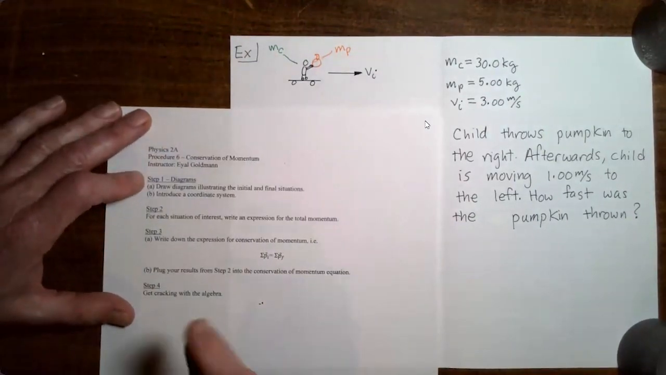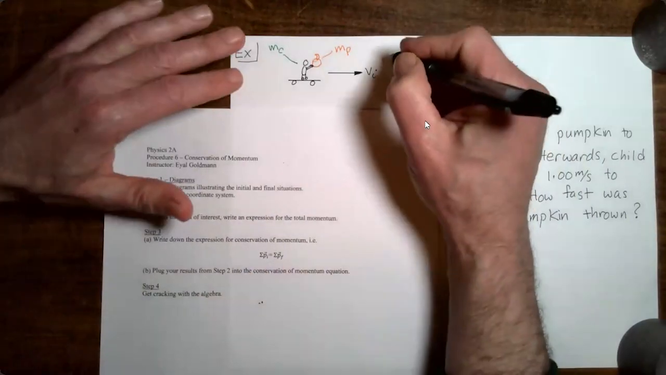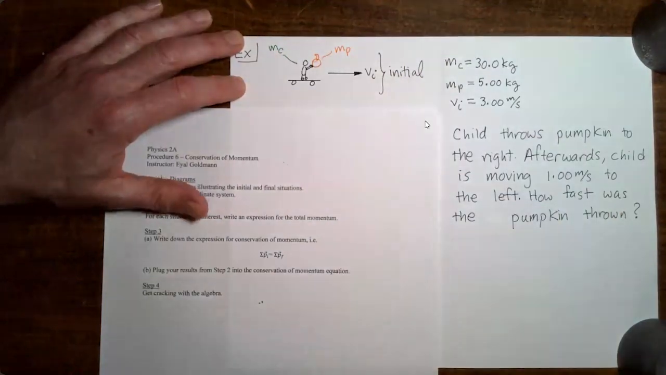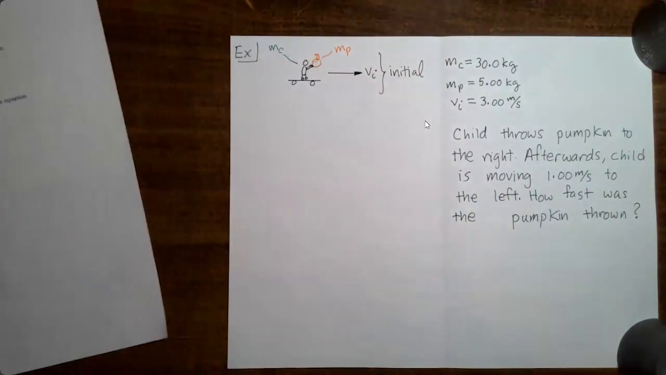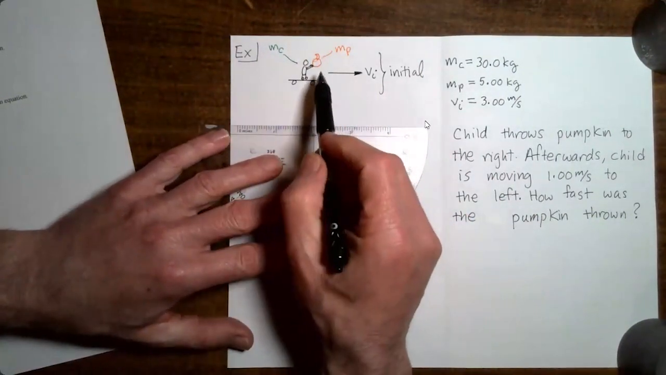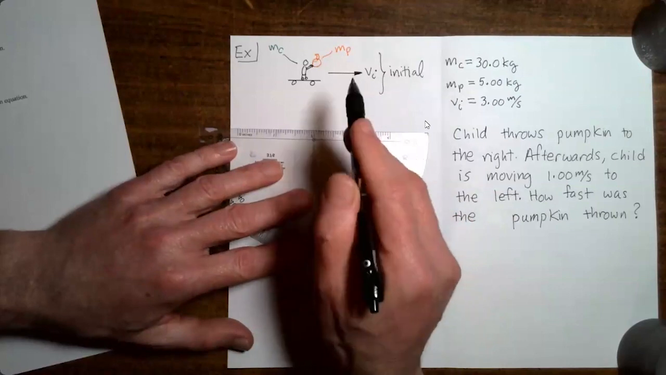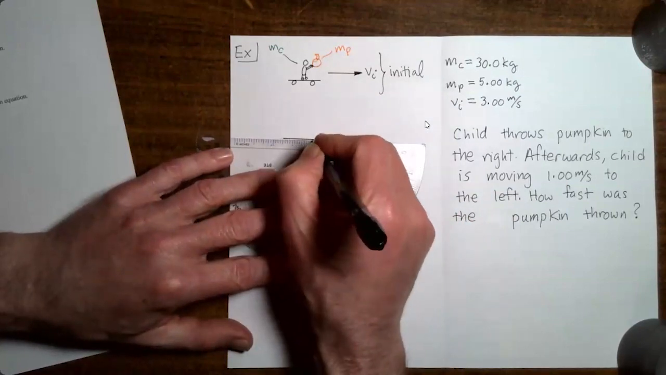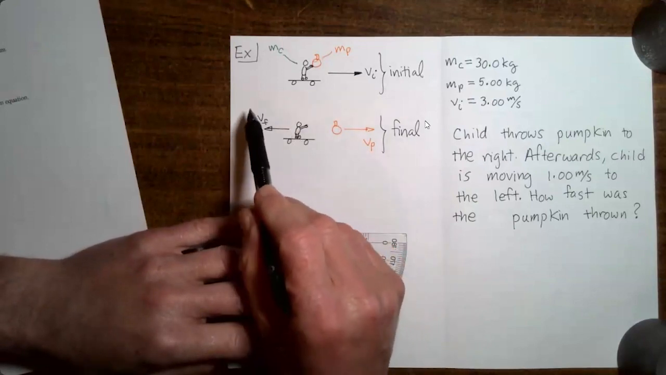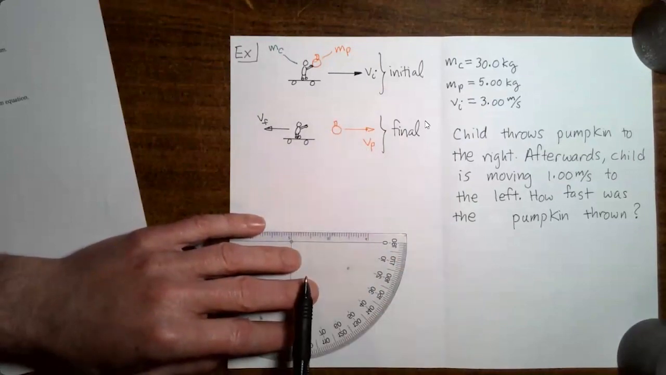Let's go to the handout. Step 1a says draw diagrams illustrating the initial and final situations. So this would be our initial situation here. Now let's draw the final situation. In the final situation, the pumpkin has already been thrown, so the child and the skateboard are moving together to the left, and the pumpkin is moving to the right. So in this final figure, we now have the child moving to the left. Here is that final velocity. The pumpkin is moving to the right at v pumpkin, which we're going to try and figure out.